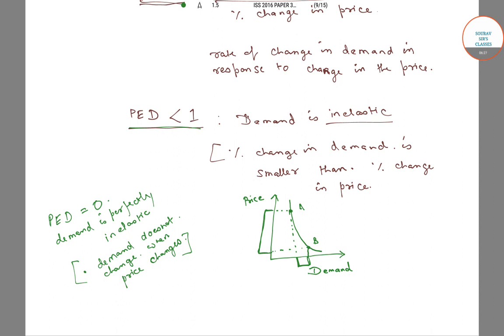So when our PED is less than 1, we say the demand is inelastic because the percentage change in demand is smaller than the percentage change in price. In the particular situation when our PED is equal to 0, then the demand is perfectly inelastic because the demand will not change when the price changes.